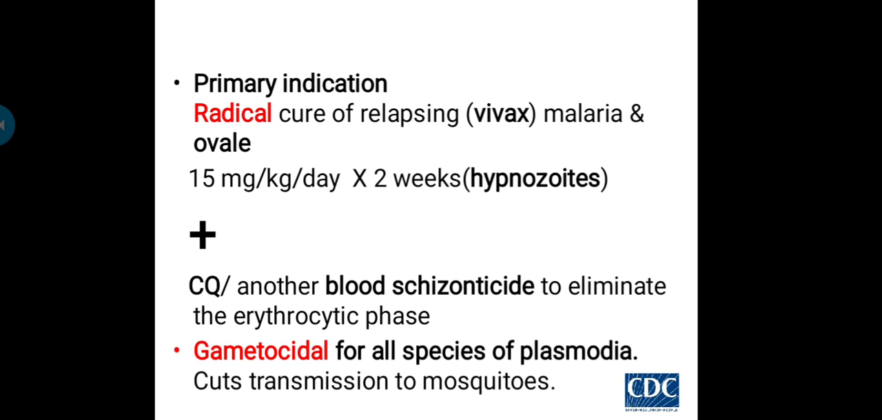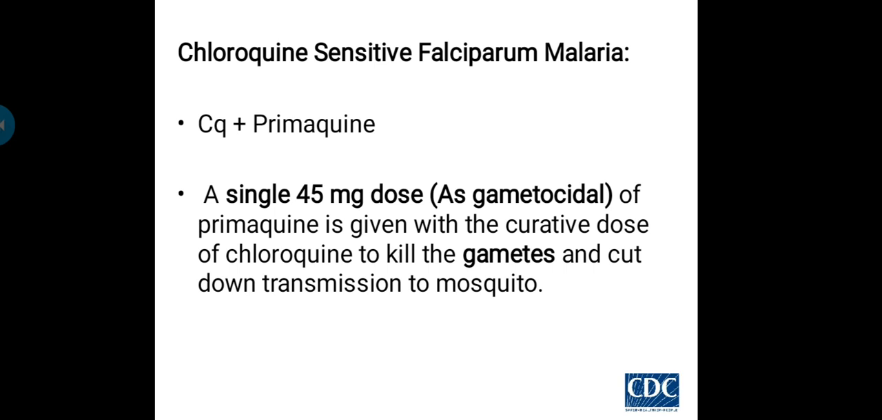So always remember, primaquine is essential for all the Plasmodium infections, either for gametocytocidal or for hypnozoitocidal action. But the dose is different. For the hypnozoitocidal, the dose is 15 mg per day for 2 weeks, whereas for gametocytocidal, the dose is 45 mg single dose therapy on the second day of the treatment. In chloroquine sensitive falciparum malaria, we can use chloroquine plus primaquine. Single dose 45 mg is given there to kill the gametocytes, because the 14 days dose is useful for vivax malaria when we want to prevent the relapse.